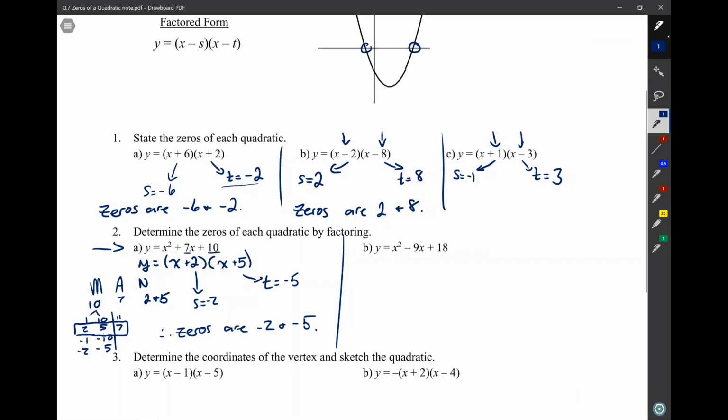We will perform the same strategy here for example 2b. In order to factor, we'll use our man method. We're multiplying to 18, adding to negative 9. Be careful there with the negative 9. And if we multiply to 18, we have 1 and 18, 2 and 9, 3 doesn't work, 4 doesn't work.